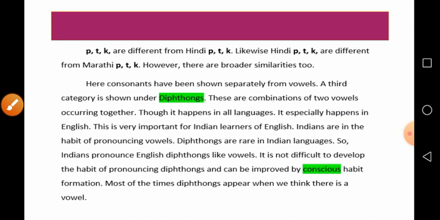Though it happens in all languages, it especially happens in English. This is very important for Indian learners of English. Indians are in the habit of pronouncing vowels.